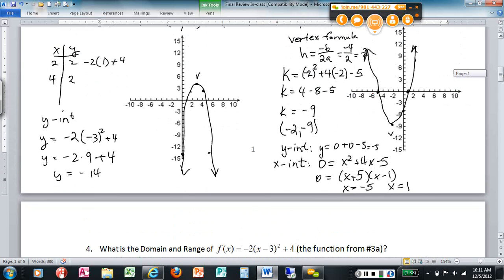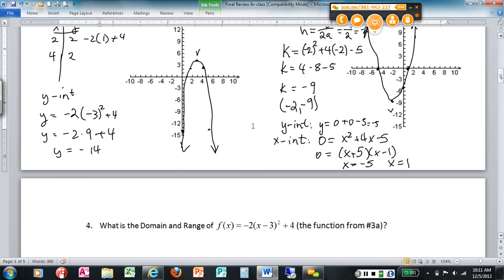Oh, okay. On number 4, we're referring back to the function in 3a because one of the other things you'll probably get asked about on this final is domain and range. So let's talk about that. Maybe it's been a while since we did talk about domain and range. What do I mean by domain and range?